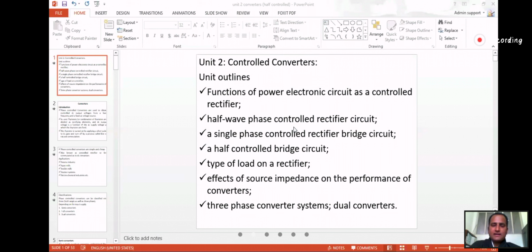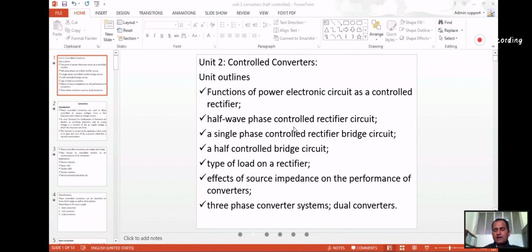Types of load on the rectifier. What type of load are we going to use? Whether it's a resistive load, inductive load, RLE or RL or R load, that we are going to see. Effect of source impedance on the performance of the converter. What is the effect of the source impedance on the performance of the converter?